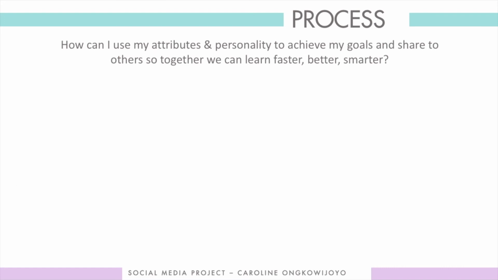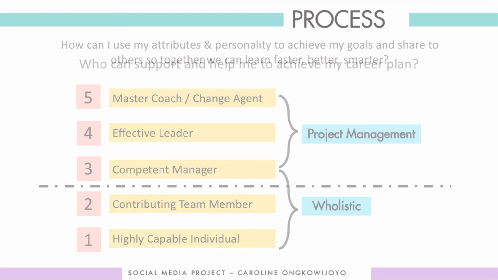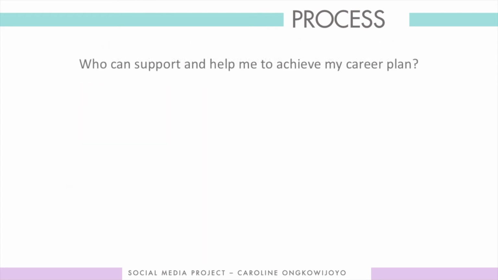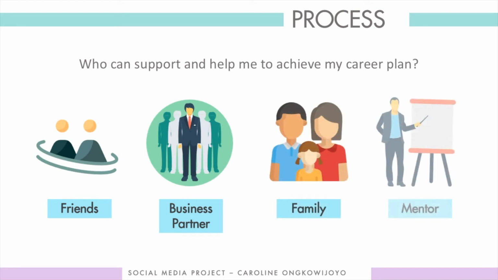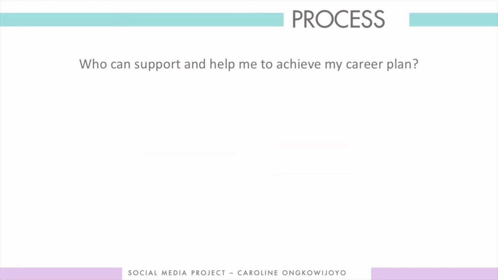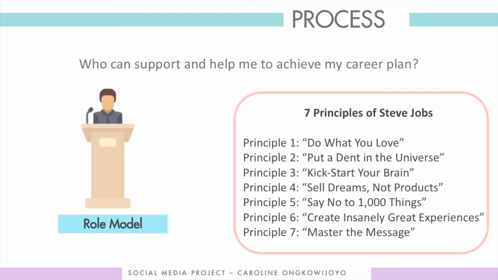Not only that, I also have to learn to be a highly capable individual and contributing team member. Later on in life, I have to also be a competent manager, effective leader, as well as a master coach or change agent. For the next question in the process section, the answer is of course friends, business partner, family, and mentor. But it would also be good if I have a role model. Therefore, I choose Steve Jobs as my role model, and in life I should learn to apply the 7 principles of Steve Jobs.